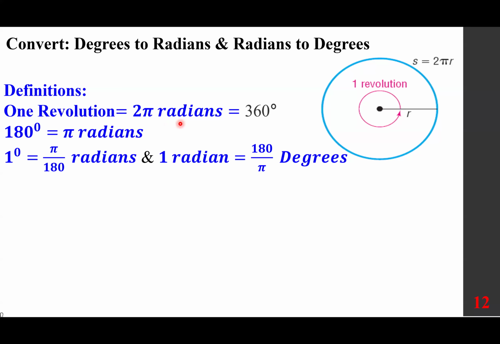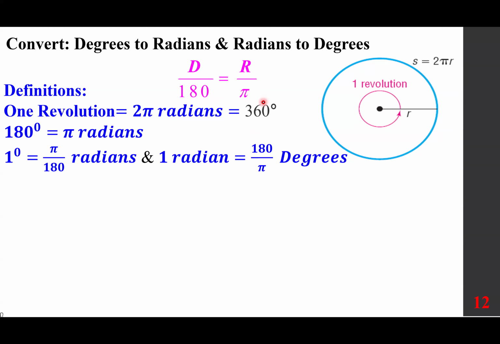Definition: one revolution is 2 pi radians, or 360 degrees. Half of that is 180 degrees, or pi radians, or a straight angle. 1 degree, therefore, is pi over 180 radians. 1 radian is 180 over pi degrees. So one easy way to look at that: 180 degrees and pi radians are the same. So d over 180 must be the same as r over pi.